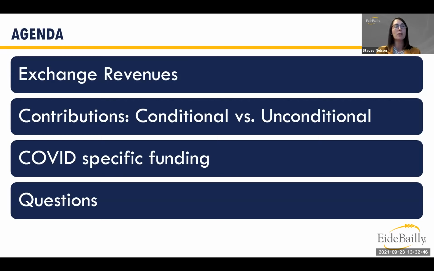With that, we are going to start off talking about exchange revenues, those under 606. You might have seen it referred to as 606 exchange revenues. We're also going to talk about contributions, conditional and unconditional, and that was ASU 2018-08. Then we'll wrap up talking a little bit about some of the COVID specific funding that our nonprofits have been exposed to or may have received during the year, and leave some time for questions.